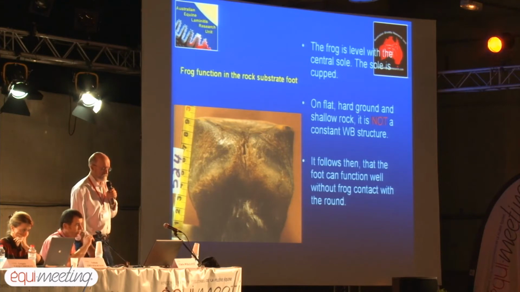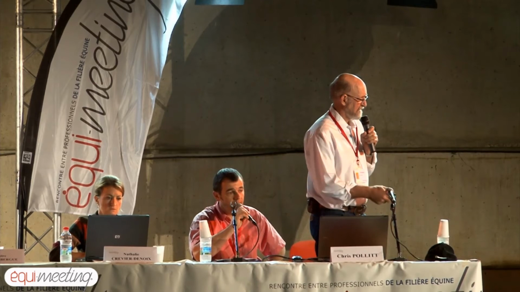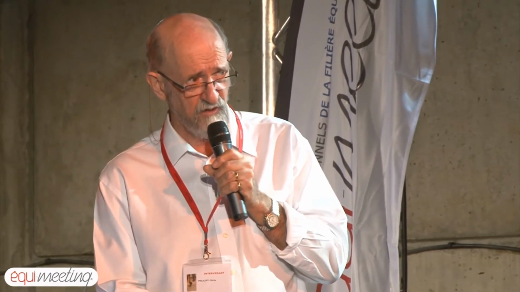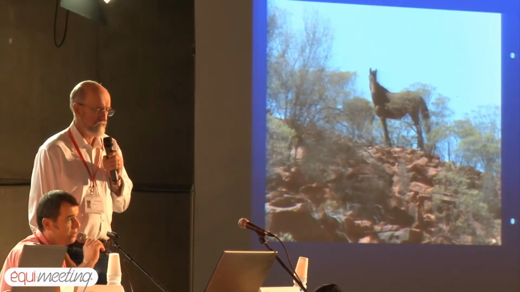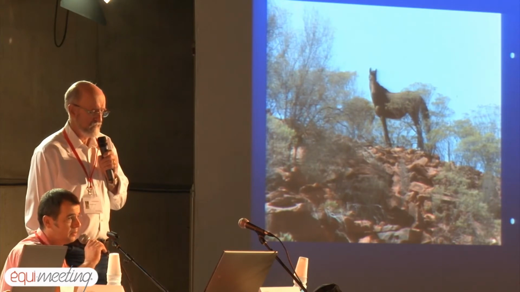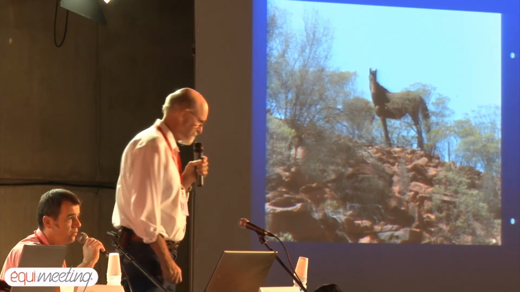Sur les brumbies qui sont dans des substrats rocailleux, on constate que la fourchette était à peu près de la hauteur de la sole centrale et absolument pas à la même hauteur que les talons. Et elle n'était donc pas une des premières parties en contact. So the frog is not a constant weight-bearing structure, and the foot can function perfectly well without frog contact on the ground. Ainsi, on peut considérer que sur terrain dur, la fourchette n'est pas une structure portante permanente et que le pied peut parfaitement fonctionner sans contact de la fourchette au sol.